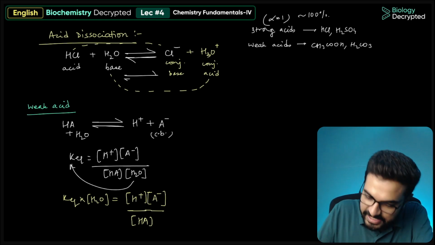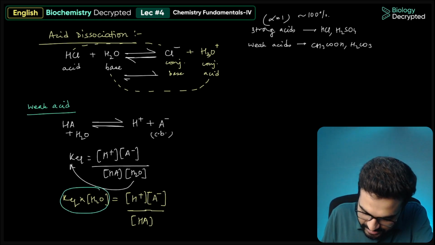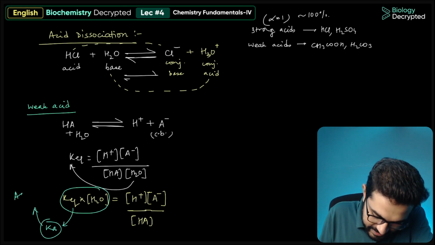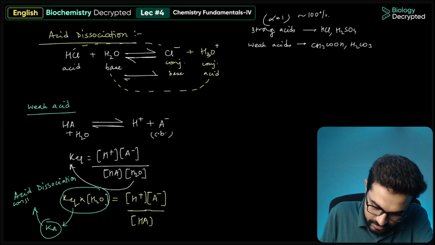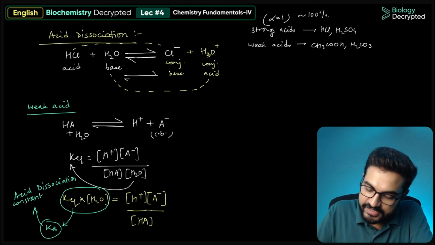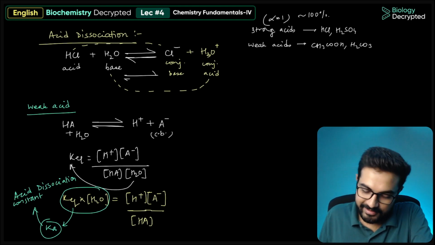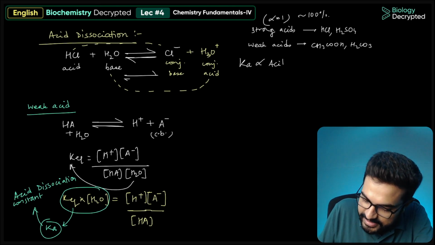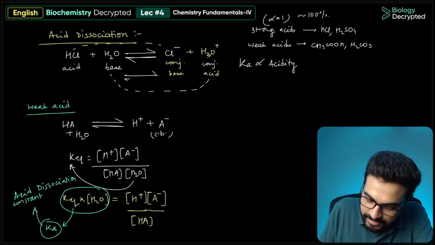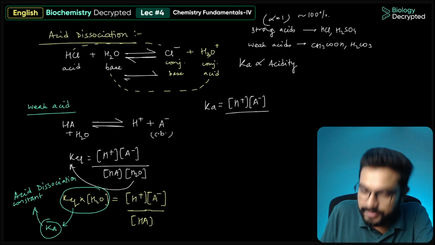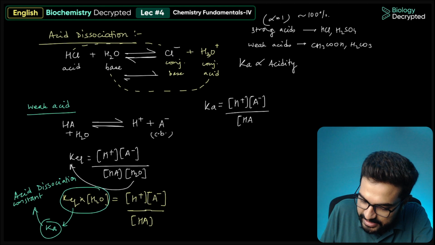Now this gives you a new constant, and this new constant is Ka, or we can call it the acid dissociation constant. It is very important to note that Ka is directly proportional to acidity. And Ka can finally be represented as H plus ion concentration into A minus ion concentration divided by HA.